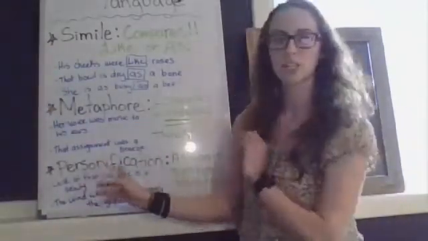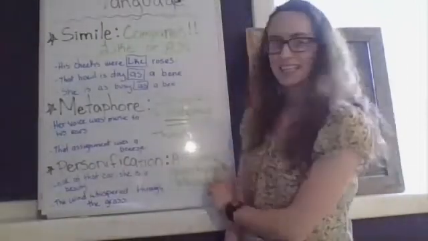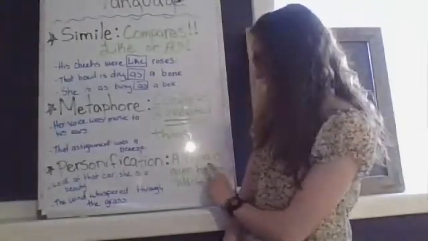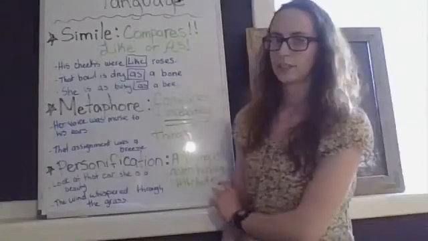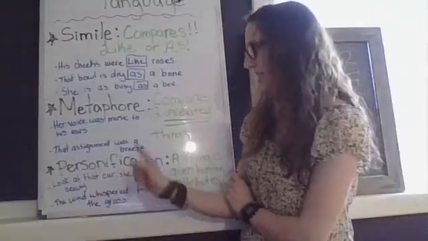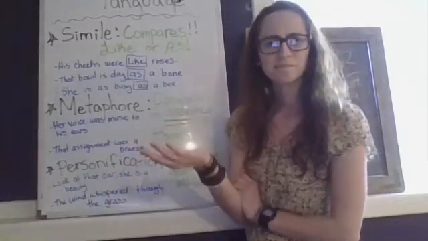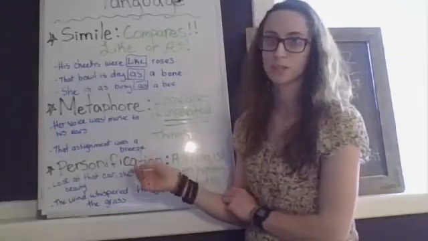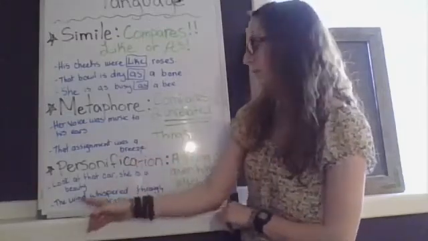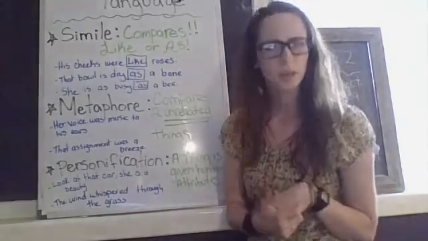All right. Personification, this one's completely different. This is giving a thing a human attribute. All right, let's look at an example. Look at that car. She is a beauty. Are cars beautiful? Not really, but when you are using personification, they are. The wind whispered through the grass. Can wind whisper?